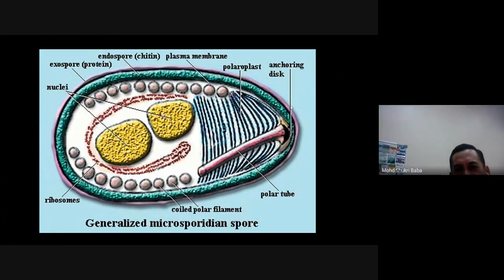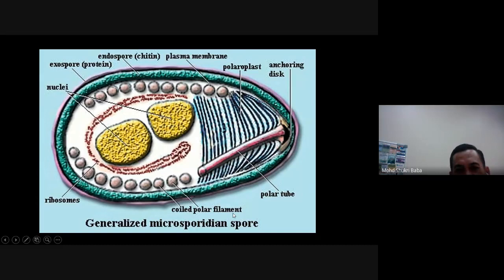And then dia ada polaroplast, anchoring disc. Anchoring disc ni digunakan untuk pelekatan pada sel-sel host. Digunakan disc ni untuk dia anchor, macam anchor kapal tu. Kalau dia nak berlabuh, okay, digunakan anchor untuk dia sauh dia, okay. So dia pun ada sauh juga, anchoring disc. And then polar tube, alright, polar tube. Coil polar filament, okay.